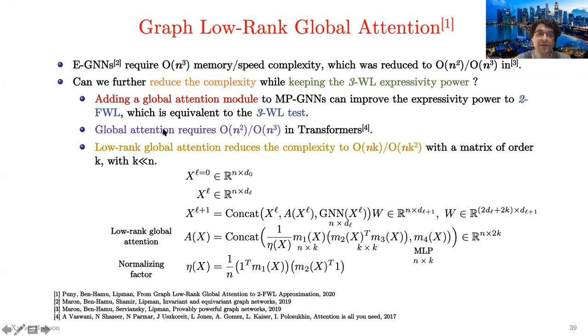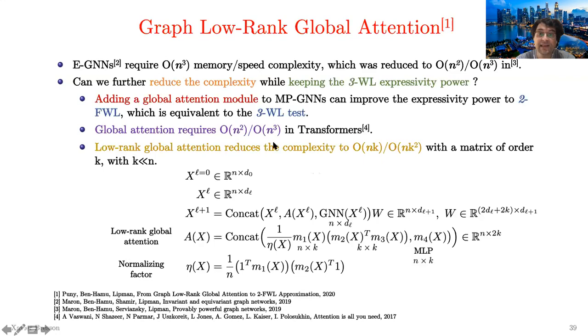The thing is, when you use global attention, this is a transformer. So you know that the big bottleneck with transformers is this N square attention matrix. So you get N square memory and N cube for the computation. Of course, today there are a lot of works with transformers to reduce this bottleneck. And in this paper, they use a low rank approximation for the global attention.